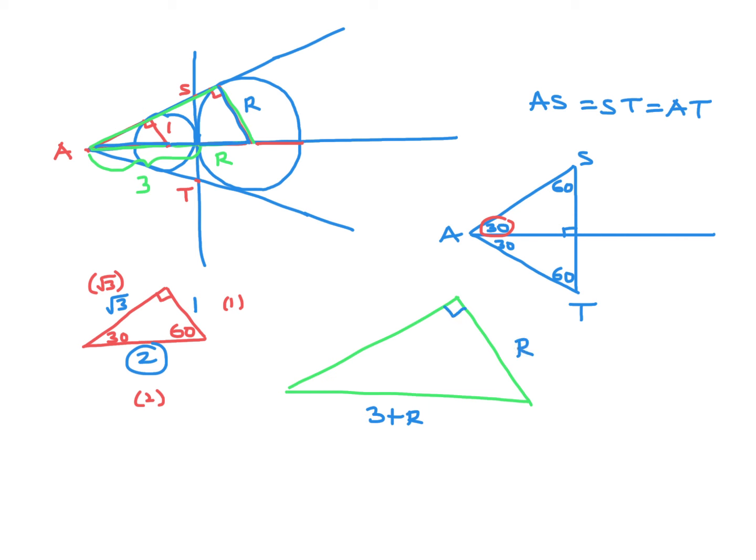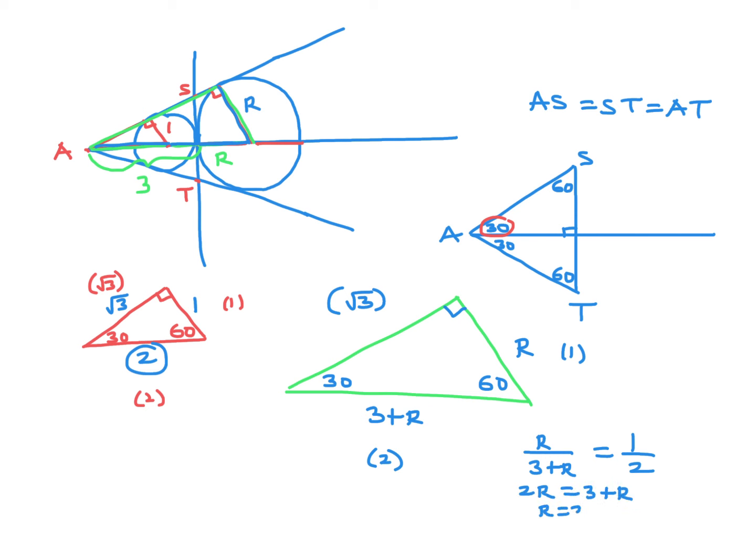And then these angles are again 90, 30, and 60. So again, we've got a 30, 60, 90 triangle, and the ratio is 2, 1, and root 3, and now we can easily use the ratio to figure out R. R over 3 plus R would be the same as 1 over 2, I believe. And if we solve for this, we get 2R is equal to 3 plus R, and therefore R would be equal to 3. So 3 is the answer to this question.